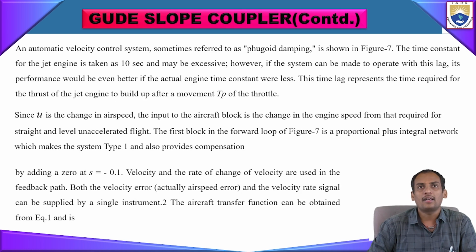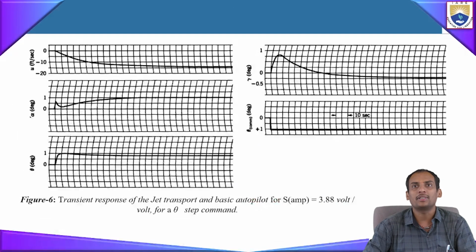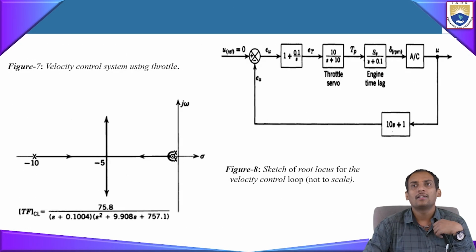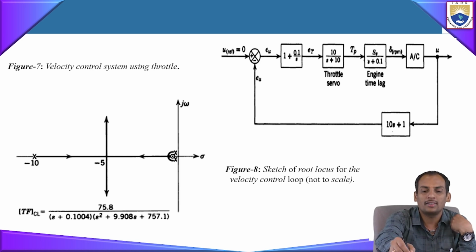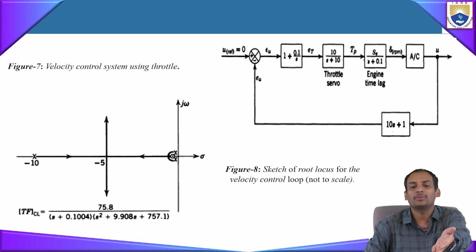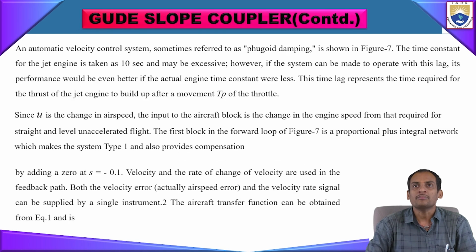So an automatic velocity control will sometimes be referred to as phugoid damping. You will see that in figure 7. See here, figure 7 is the root locus for the velocity control loop. So this is another velocity control autopilot system that has been given here.